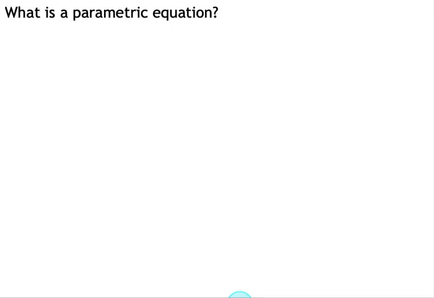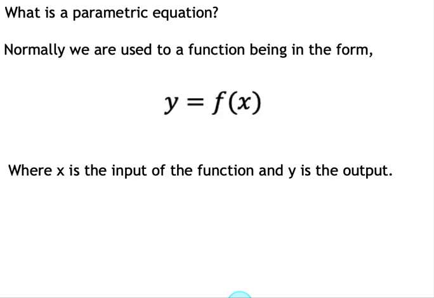Firstly, what is a parametric? Let's have a look at what we do know. We know functions like this. This is called a Cartesian function, named after the mathematician and philosopher René Descartes, where x is the input and y is the output of this function, and we can plot these on a Cartesian graph with x coordinates and y coordinates.